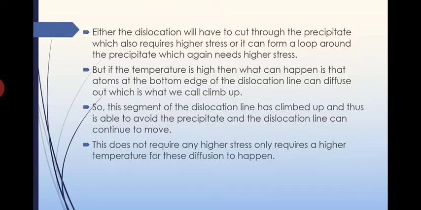See, if the temperature is high, then the atoms at the bottom edge of the dislocation line can diffuse out. Diffuse out means slightly expanding, moving a little upward. Diffuse out, which is what we call climb up.